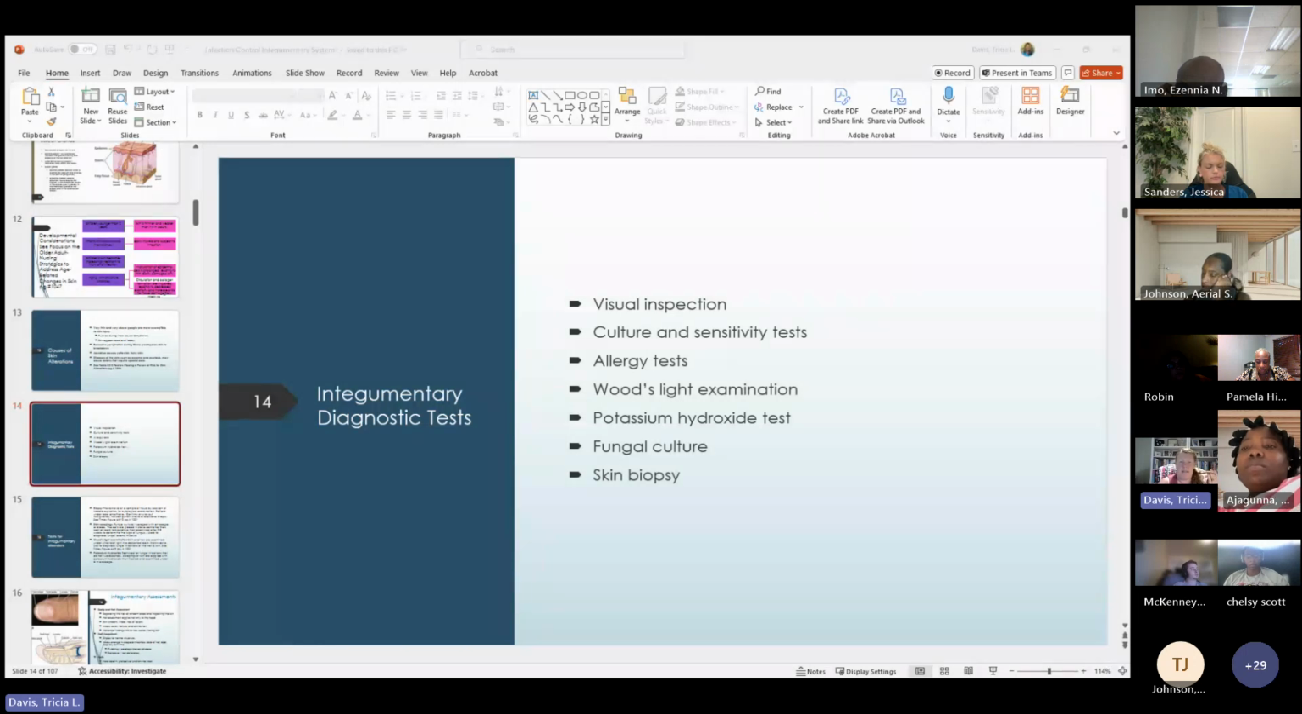You can identify if it's an infection, if it's a fungus, and then sometimes we might have to take a skin biopsy. So if we think it's questionable, we want to know if it's cancer, or if we just really don't know what it is, and we've sent out a culture and it doesn't tell us anything, we might have to take a bigger piece of that and send that off as a skin biopsy.